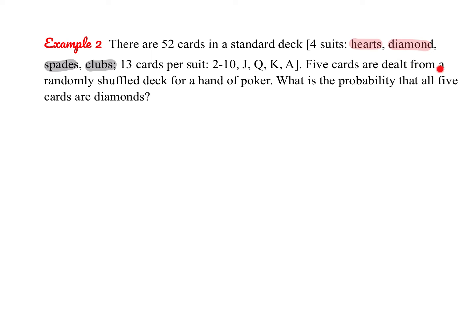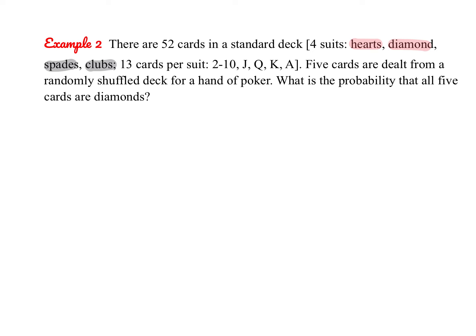So 5 cards are dealt from a randomly shuffled deck for a hand of poker. What is the probability that all 5 cards are diamonds? If you're dealt a hand for poker, although you will receive 1 card first, 1 card second and 1 card third, it doesn't really matter which order those cards are in, because you could rearrange the order in your hand, right? So this would be a combination, because again, the order of the cards in your hand doesn't matter.